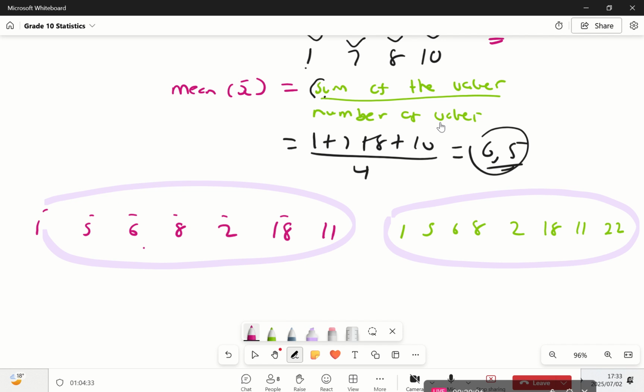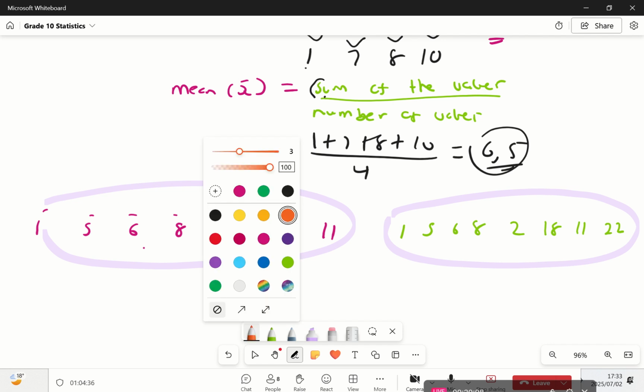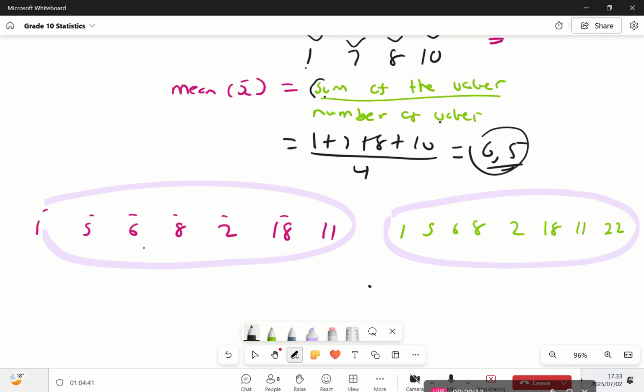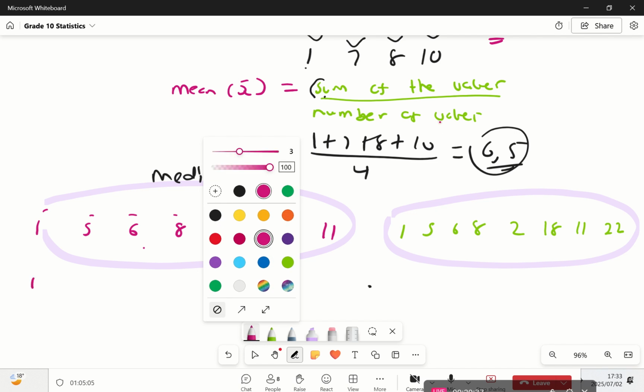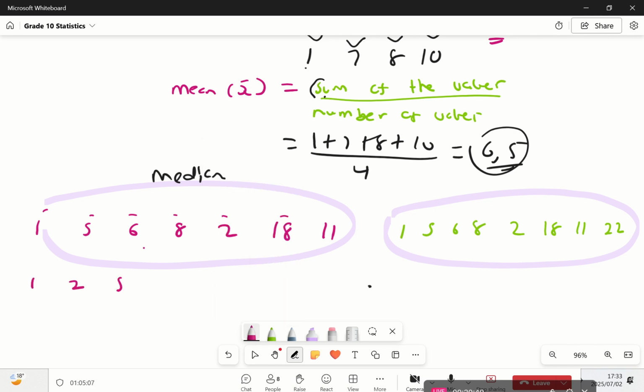Let's focus on these two different data sets here. I'm just doing an example before we do that very question in the question paper. If they ask you to find the median of this data set, what you should first do is put the data in ascending order. Why? Because the median of a data set is just the middle value. You can't find the middle of something if you don't arrange it in ascending order, from smallest to biggest. So we first arrange this data in ascending order: 1, 2, 5, 6, 8, 11, 18.